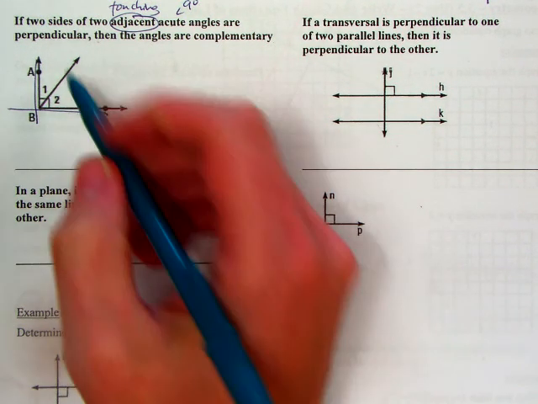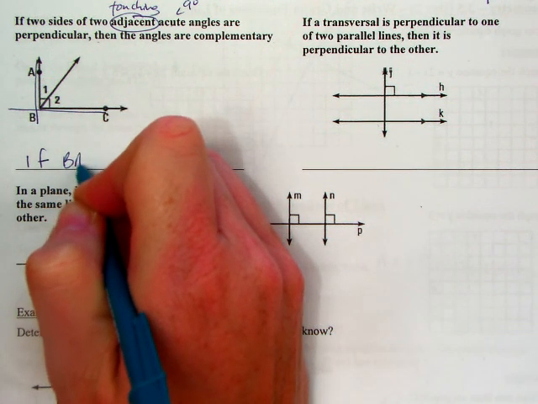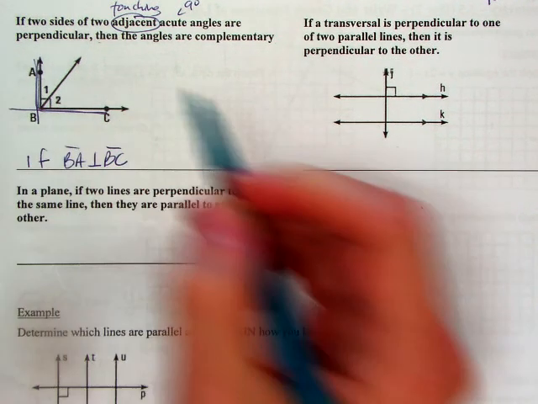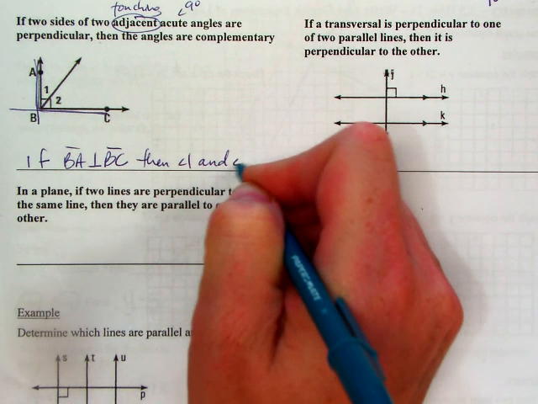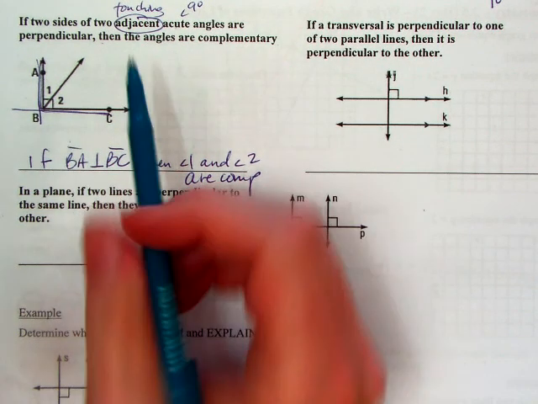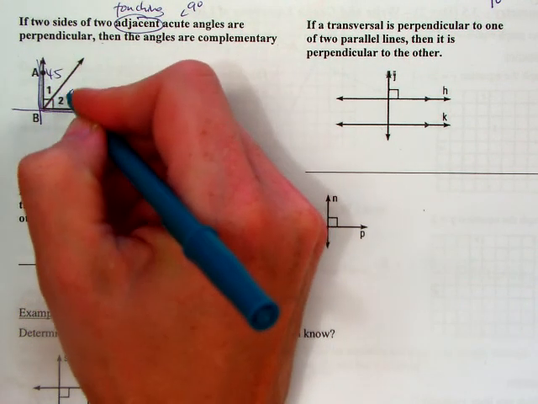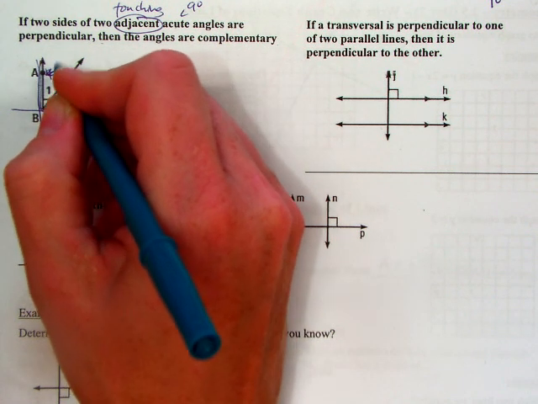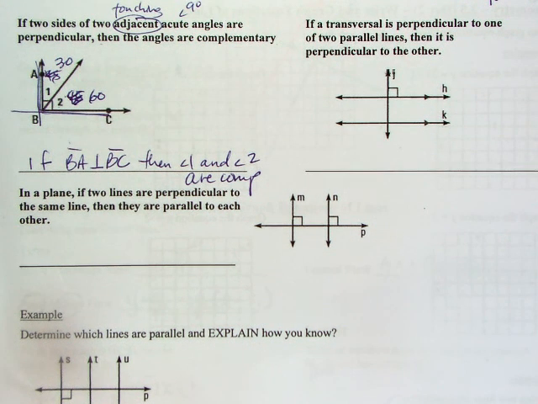We know that. So if BA is perpendicular to BC, so we're talking about these 2 right there. If they're perpendicular, then angle 1 and angle 2 are complementary. Again, that's not a surprise to you guys. If I put a 45 there, you would know to subtract and get 45 there. I shouldn't have done that because then they're equal. If I put a 60 there, then you guys could have subtracted and figured out that that was 30. That's not something new to you. You've been doing that for a while.